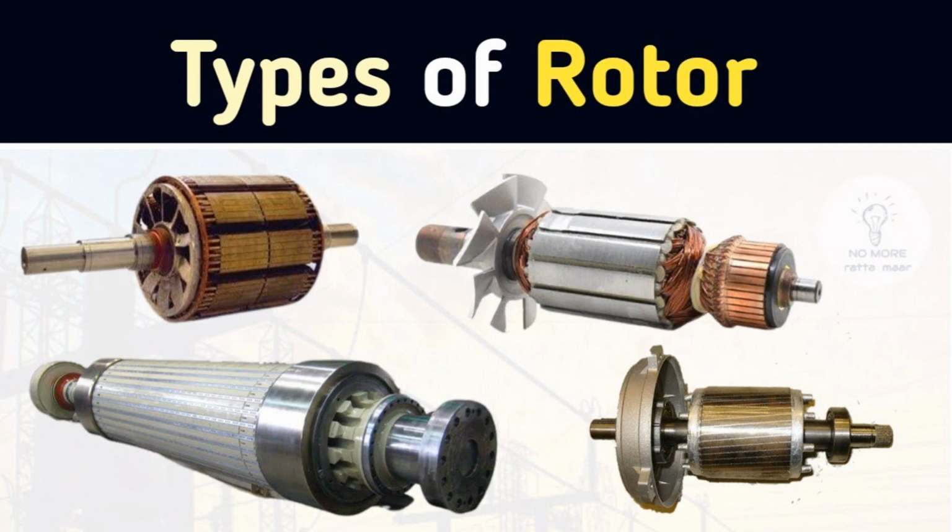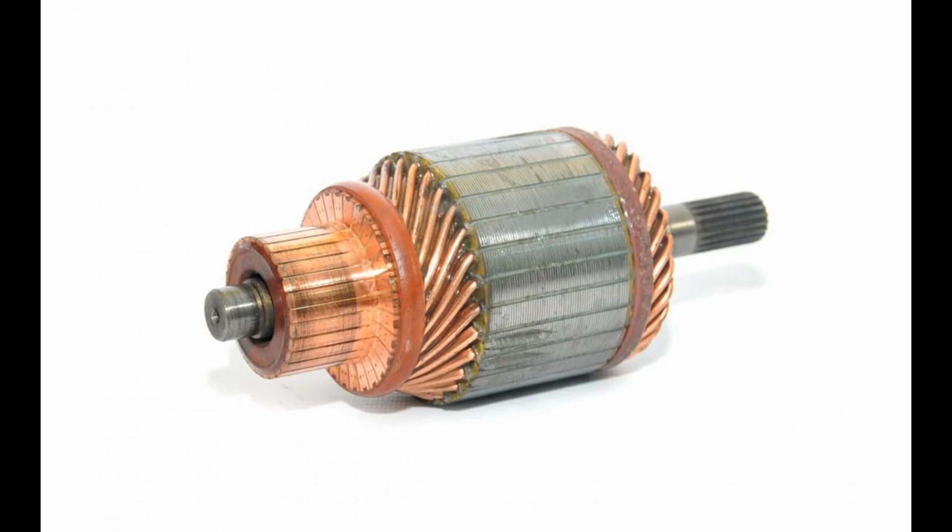Key points about the stator. Coil arrangement. The stator typically has three sets of coils, each set spaced 120 degrees apart. This arrangement is often referred to as a three-phase system. The coils are wound with insulated wire and are connected to form a star or delta configuration, depending on the design.